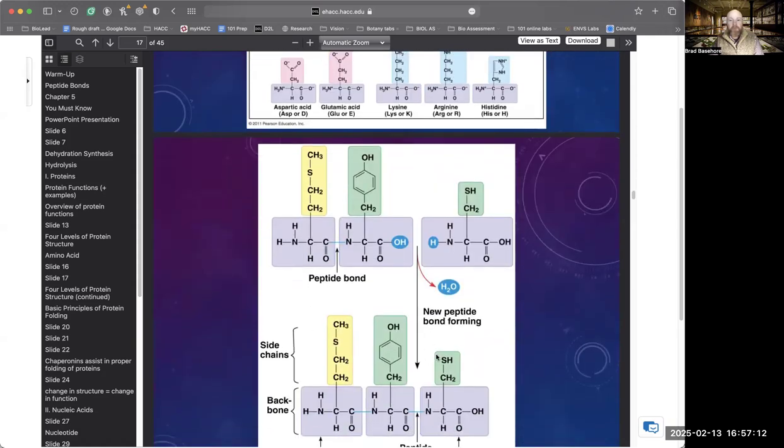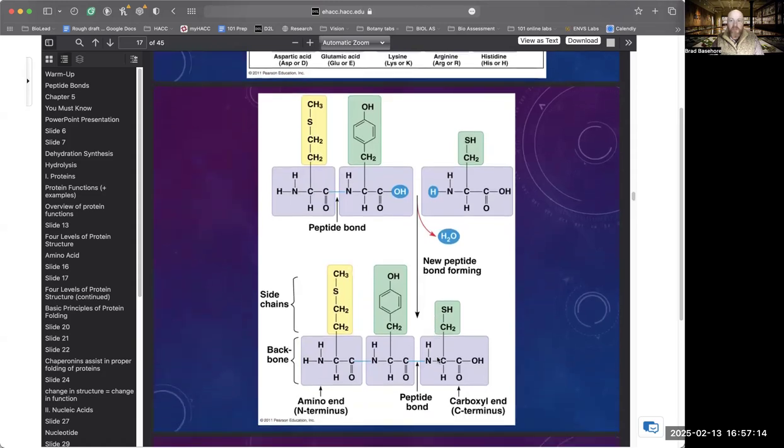Okay. And again, these are formed through a dehydration reaction. You lose an OH and an H, forming a new bond. That bond is called a peptide bond, specifically in building proteins.